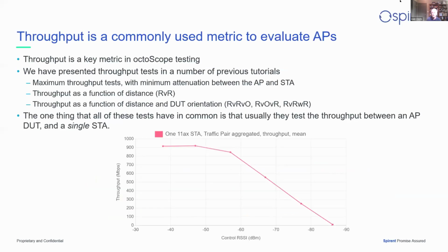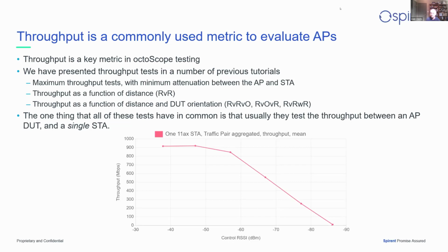All right, so let's start off with the content for today. Those of you who've seen these seminars before, and really any discussion about Wi-Fi testing or any sort of wireless testing, know that throughput is a very commonly used metric, probably the most commonly used metric when people are talking about the performance of the system. In our previous tutorials, we've done throughput where we connected stations and access points with minimum attenuation to see what the maximum throughput is that could be achieved.